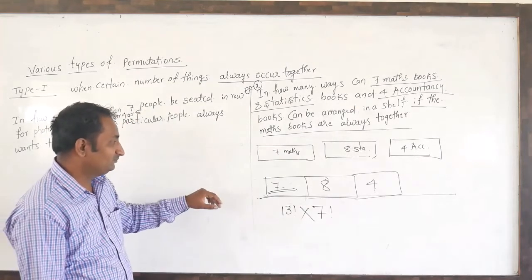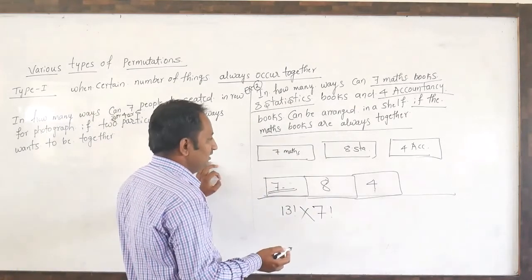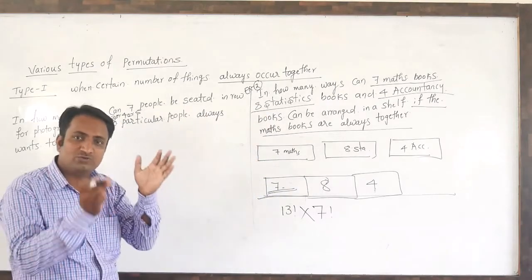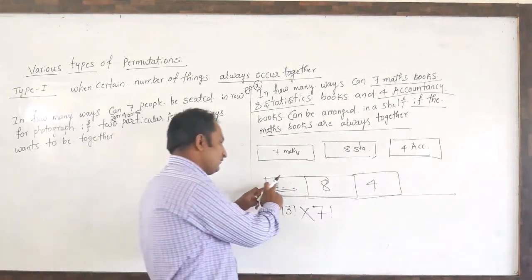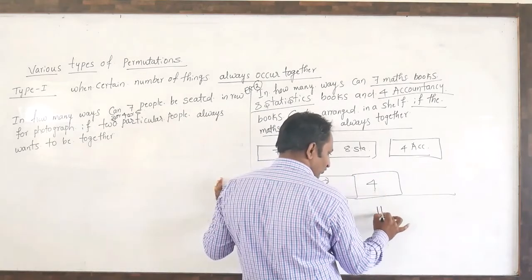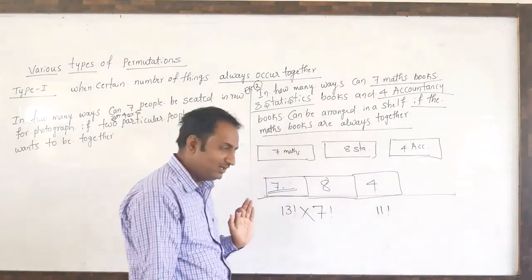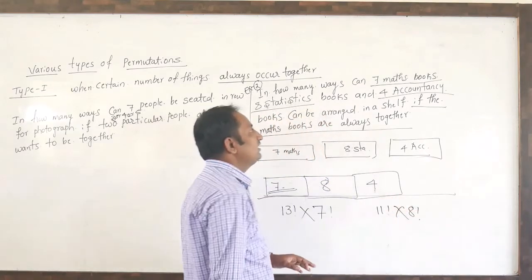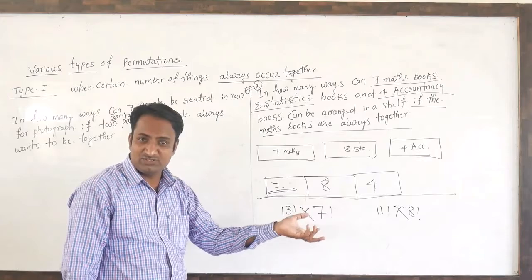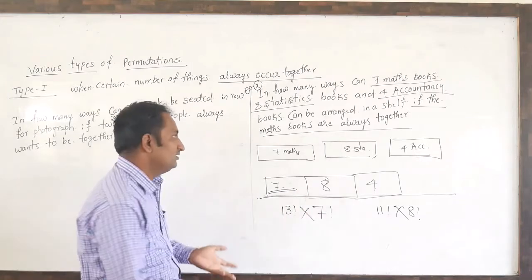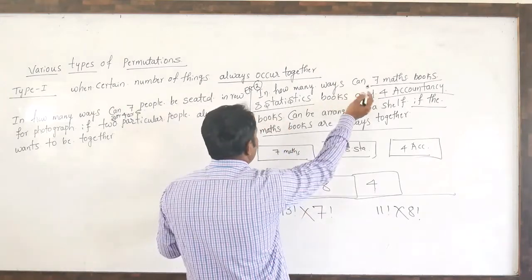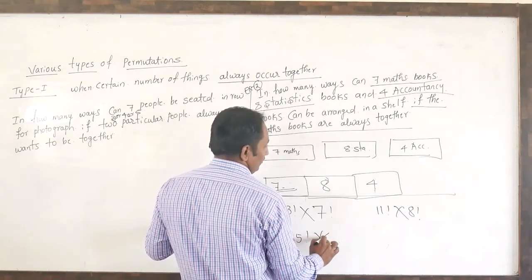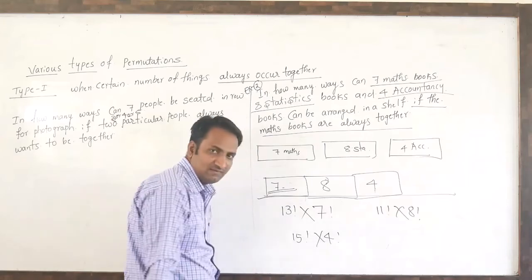In this place, we can arrange the 8 statistics books always together. Here 7 plus 4, 11, plus 1, factorial into 8 factorial. Here the 4 accountancy books are always together. Here 7 plus 8, 15 factorial into 4 factorial. This is our answer.